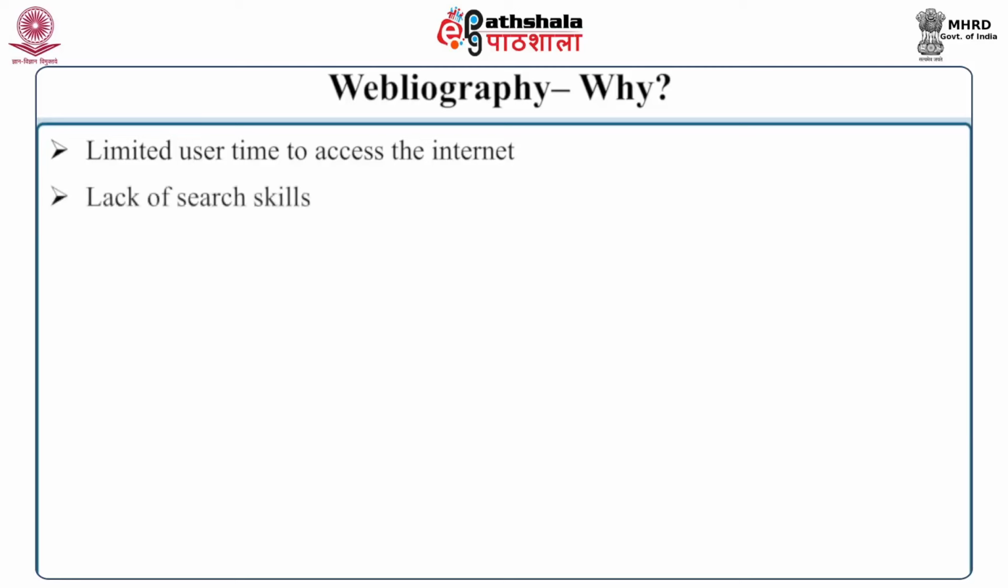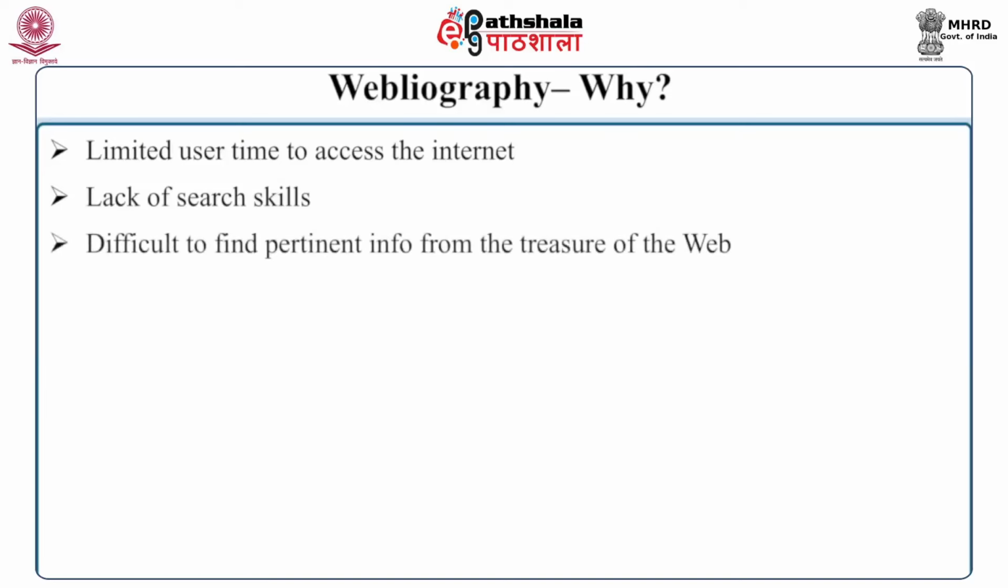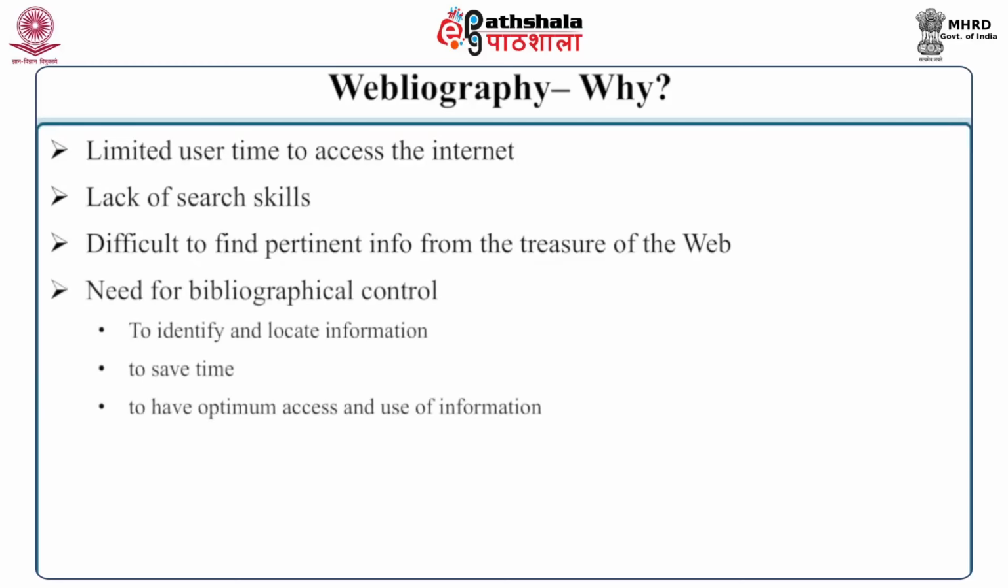Then there is the lack of search skills. They may search in a wild way and not to the point. It is difficult to find pertinent information, that is relevant information, out of the treasure of the web. The web has a treasure of information, but how do we get the relevant information? There is a need for bibliographical control to identify and locate information, to save time and to have optimum access and use of information. These have necessitated bibliography compilation.